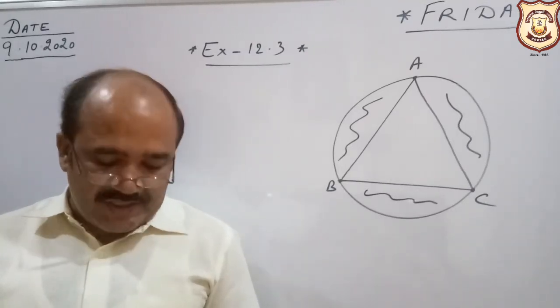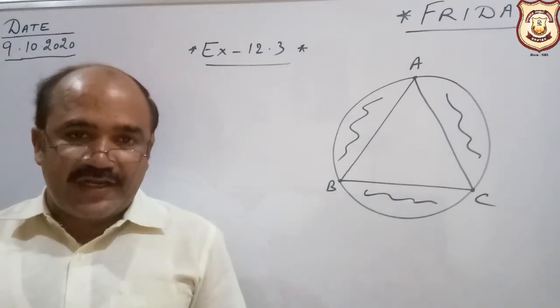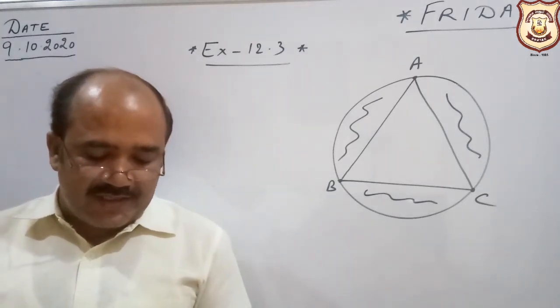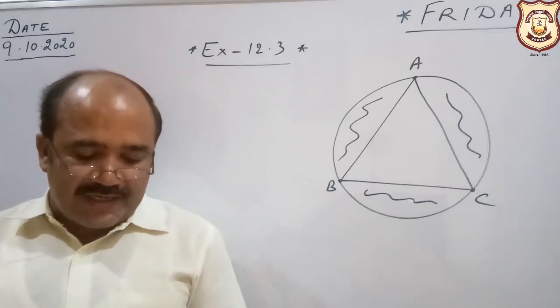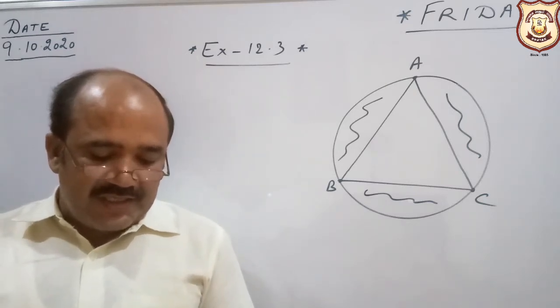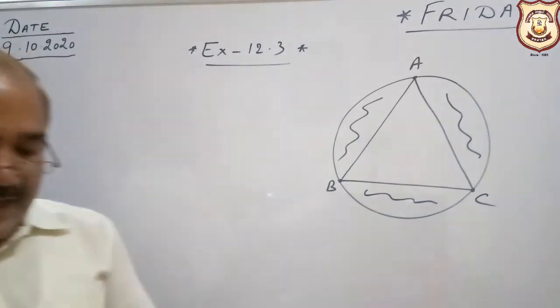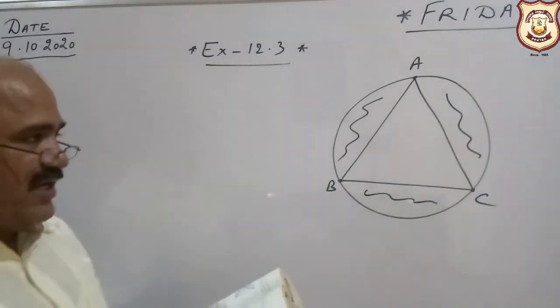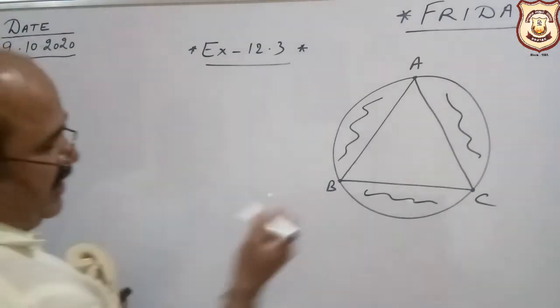We are on question number 6. In a circular table cover of radius 32 centimeter, a design is formed leaving an equilateral triangle ABC in the middle as shown in the figure. Find the area of the design. These are three designs.